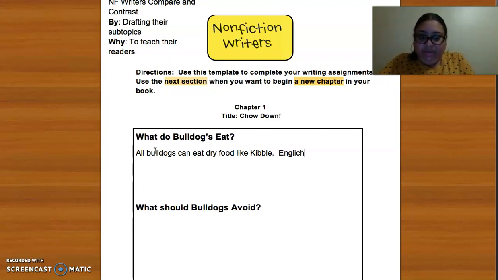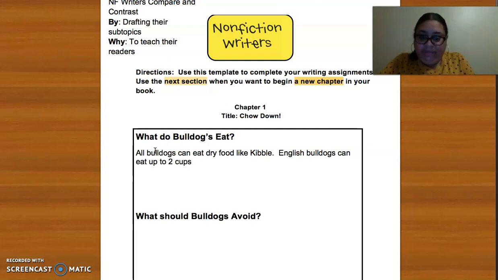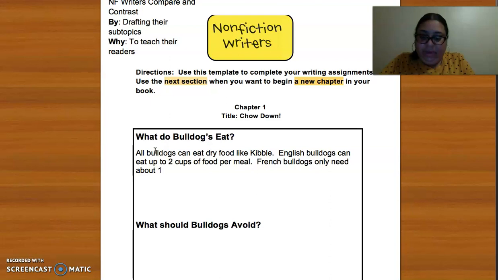English bulldogs can eat up to 2 cups of food per meal. French bulldogs only need, oops, let me spell that right, only need about 1.5 cups of food per meal.